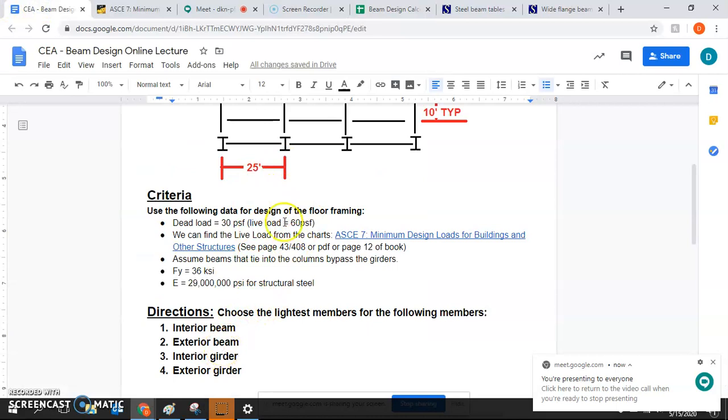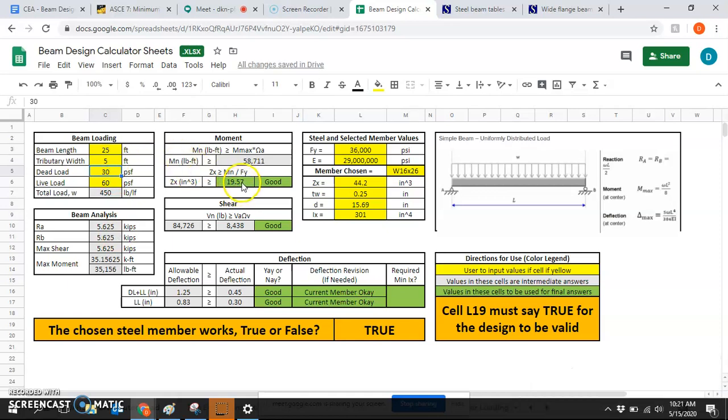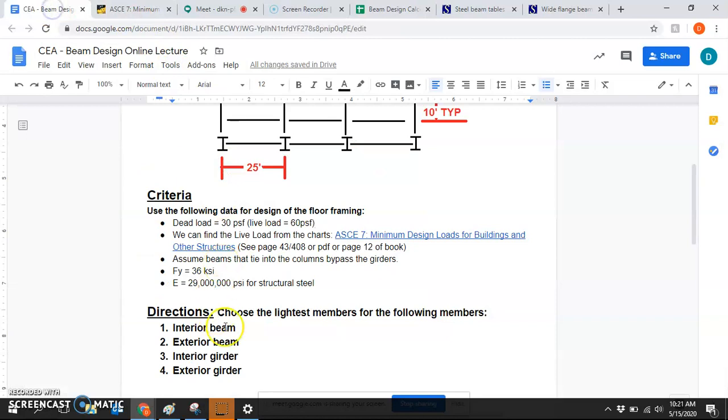And then for the exterior beam, what's the only thing that's changing when we start this problem? We said it before. Tributary width. You're just going to change that to, I believe it was 5. And then you see how that dropped? You just have to do the process again with a different Z. So I'm not going to do that now because I think you guys should be able to figure that out. Okay, so now we're good with interior beams.